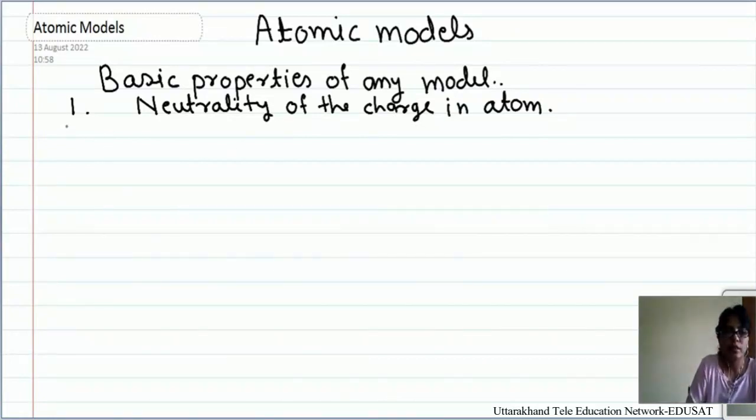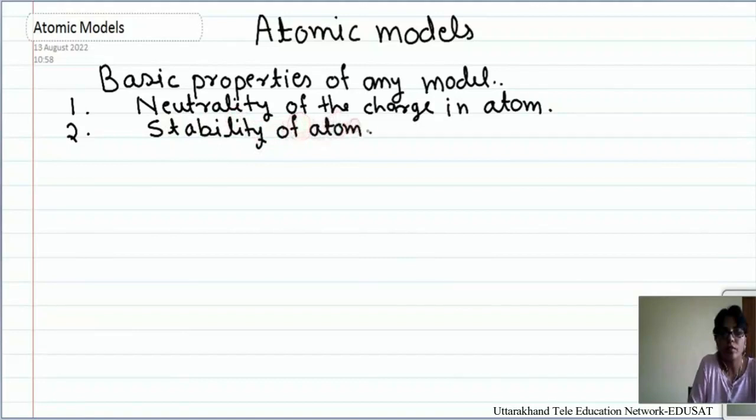Then the second point is the stability of atom. Because in the atom there is positive charge and also there is negative charge. So because of the attraction between positive and negative charge, they may collide with each other. So how one can explain the stability of the atom? That we have to check.